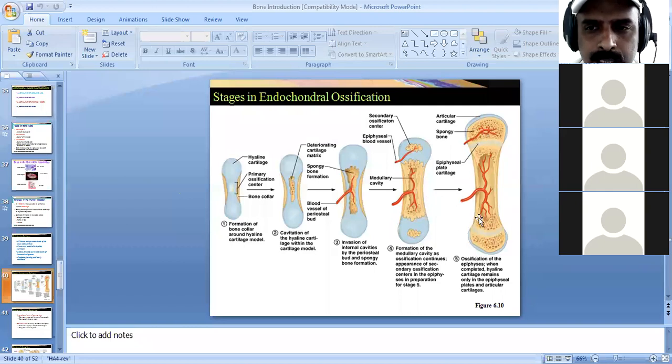Then when bones are completely formed, articular cartilage is there, spongy bone, and the epiphyseal plate of cartilage. This is the epiphyseal plate of cartilage, and this is the nutrient artery, which divides into ascending and descending branches, supplying the upper and lower part of the diaphysis. This is all ossification of the epiphysis when completed. Hyaline cartilage remains only in the epiphyseal plate.